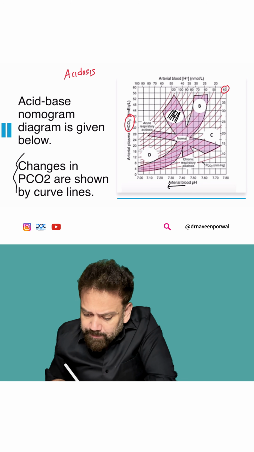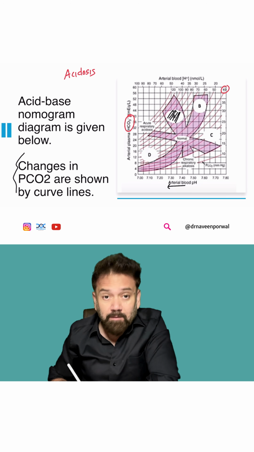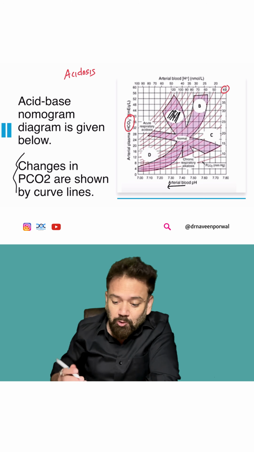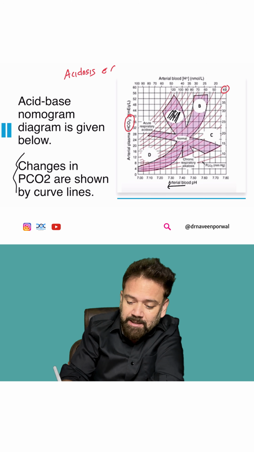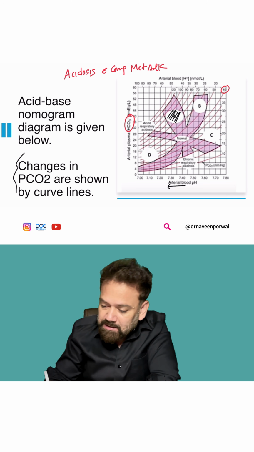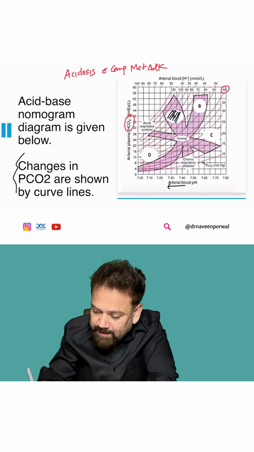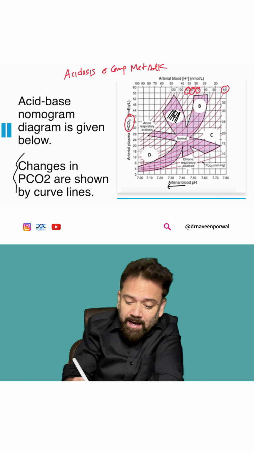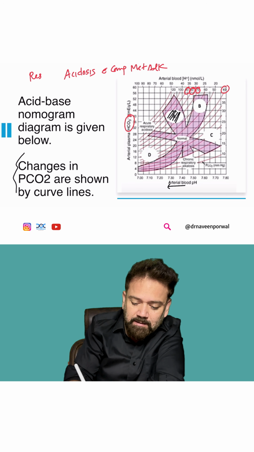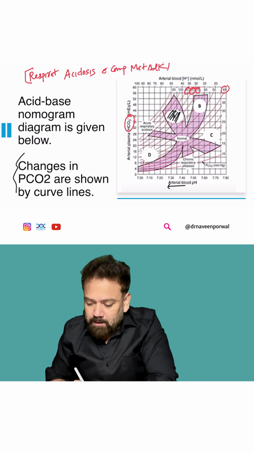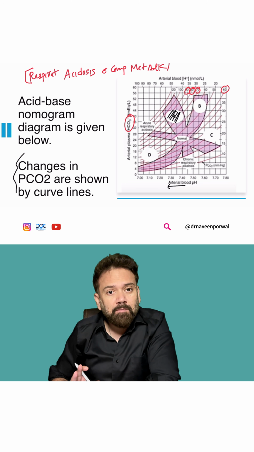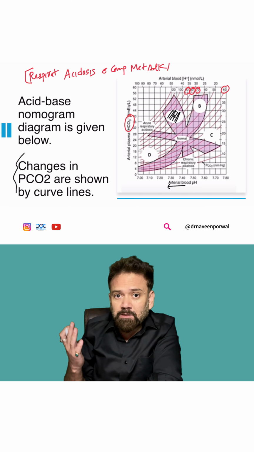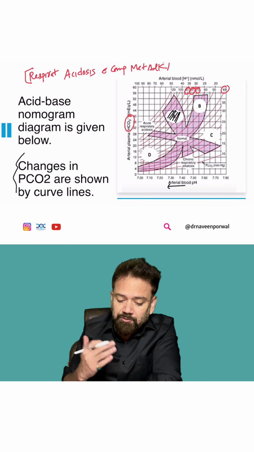Okay, so bicarbonate is around 48, which is alkalosis. So it can be compensatory metabolic alkalosis. But if you see the CO2 in this area, it is 80, 70, 90 like that. Normal is 40. So respiratory acidosis. Answer is respiratory acidosis. So area A, to be frank, is respiratory acidosis. If you want to give the complete diagnosis, respiratory acidosis with compensatory metabolic alkalosis.